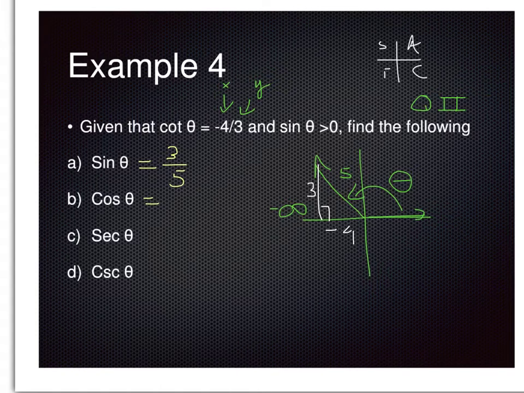Cosine is x over r, so what's our answer here? Negative 4 over 5, good. Secant is a reciprocal of cosine, so let's just go ahead and flip it. I'm okay if you write negative 5/4 or 5 over negative 4, either way you're good. And cosecant is the reciprocal of sine, so 5 over 3.